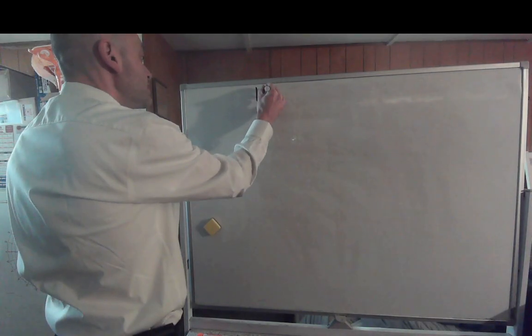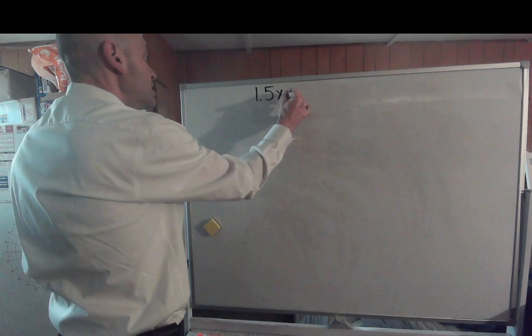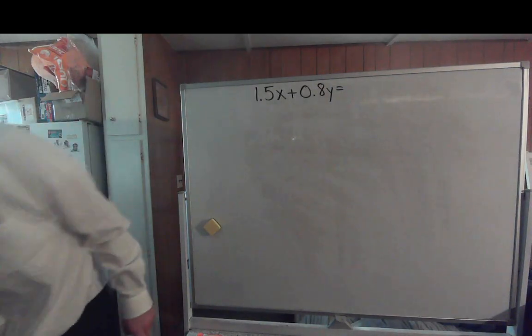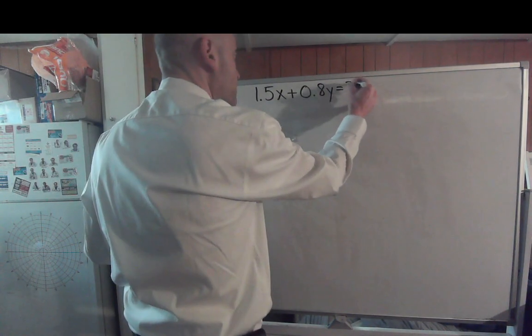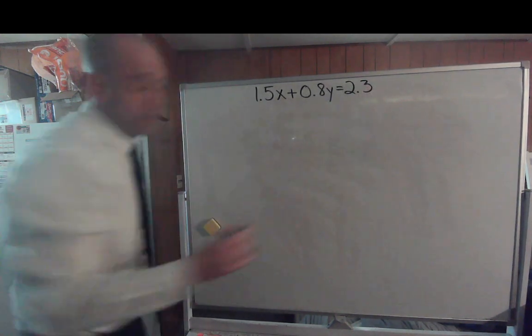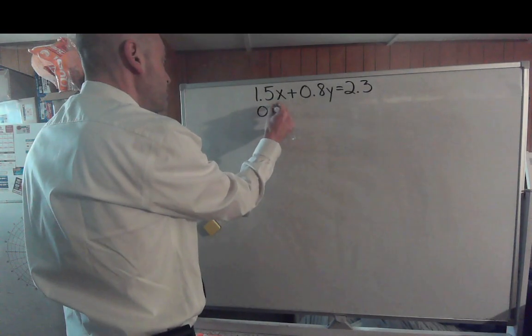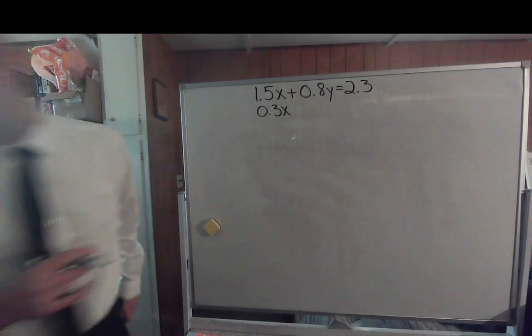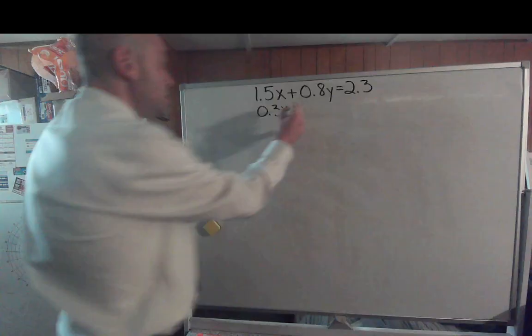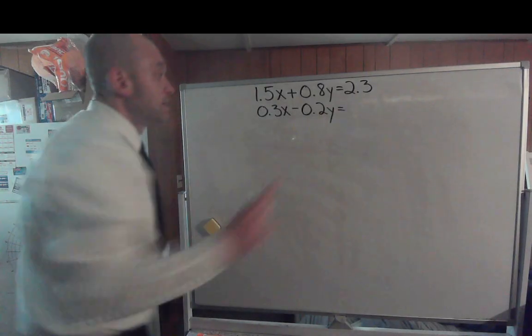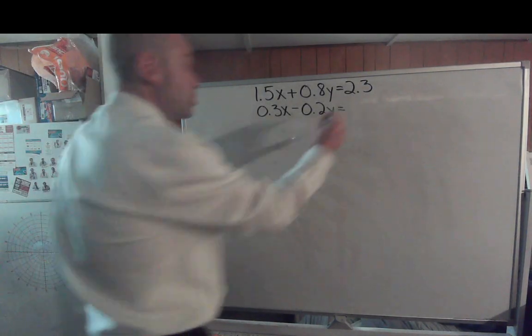All right, so we have 1.5x plus 0.8y is equal to 2.3. Then we have 0.3x minus 0.2y is going to be equal to 0.1.